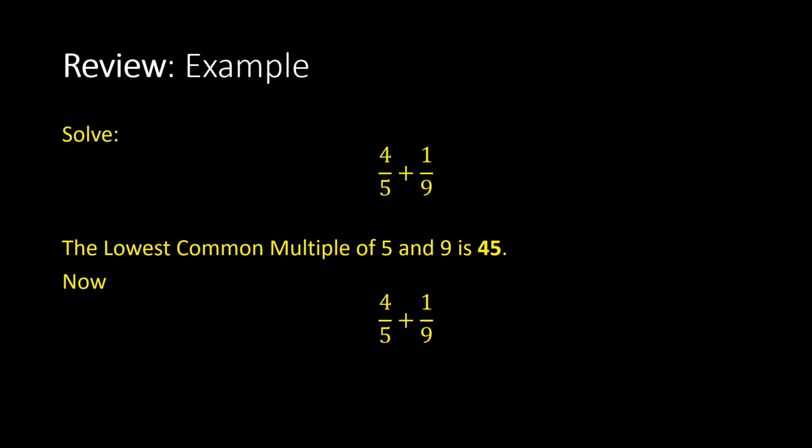We're going to multiply the numerator and denominator of 4 over 5 by the same number 9 to give 4 over 5 equals 36 over 45. And similarly, we're going to multiply the numerator and denominator of 1 over 9 by the same number 5 to give 1 over 9 equals 5 over 45.